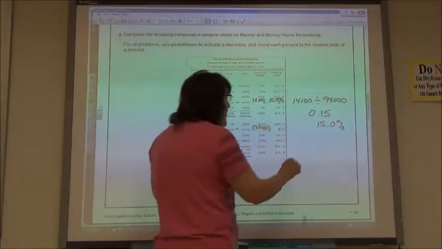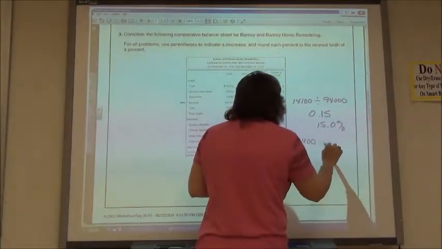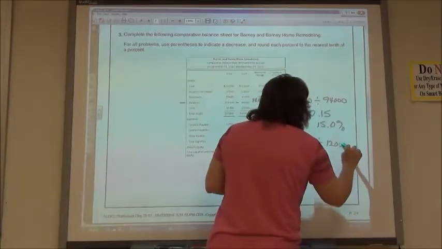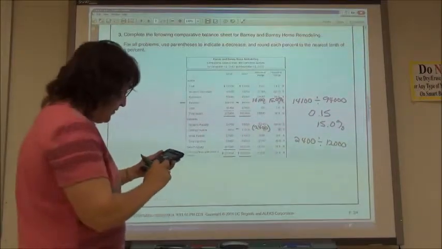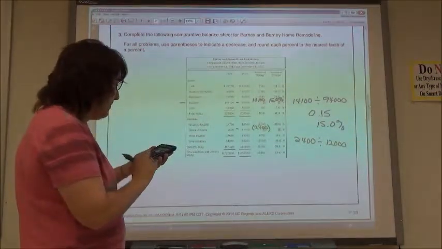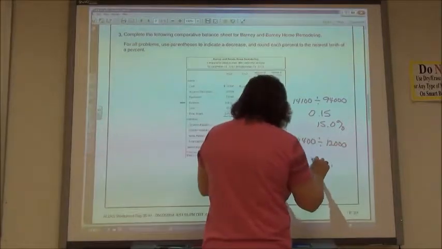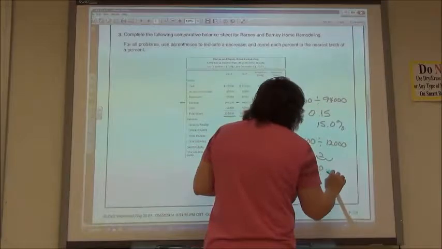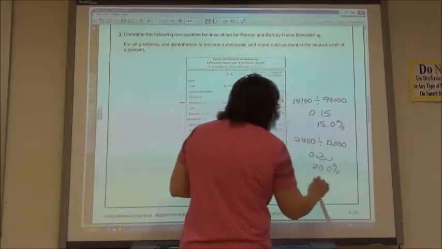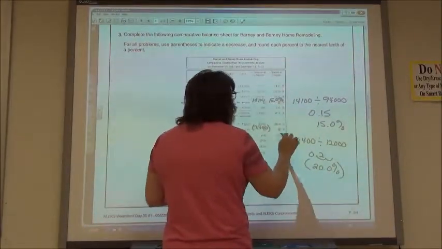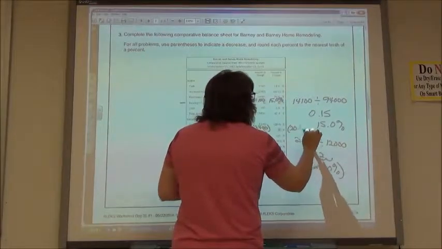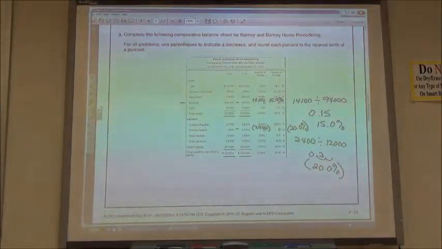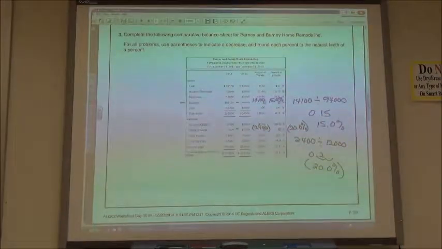So I'm going to find my percent change. I'm going to take that 2,400 and divide it by the 2012, which would have been the starting amount of 12,000. So if I divide that by 12,000, I get 0.2, which would be 20%, but I have to do it to the nearest tenth, so 20.0%. And again, it's going to be in parentheses because that indicates that it decreased from 2012 to 2013.